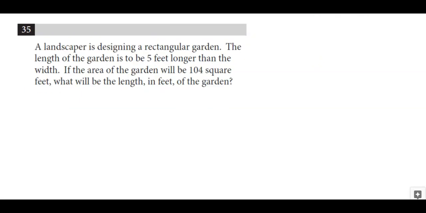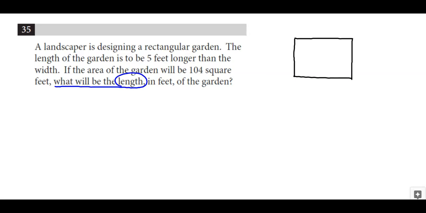All right, number 35. Got a little word problem here. It says a landscaper is designing a rectangular garden. So let me draw this rectangle out. And the length is 5 feet longer than the width. And the area is going to be 104. Ultimate question is, I'm going to underline that, what will be the length? So we're trying to find the length here.